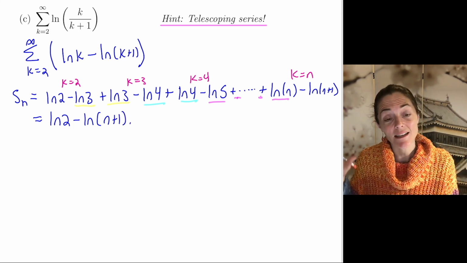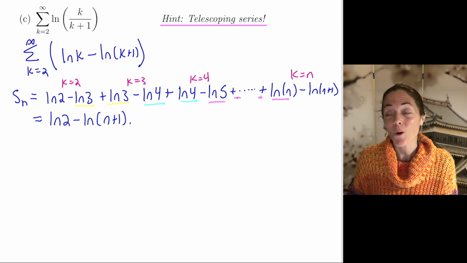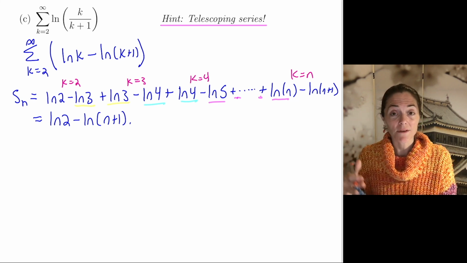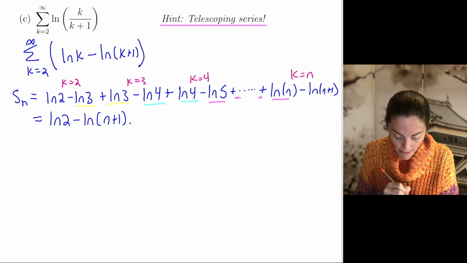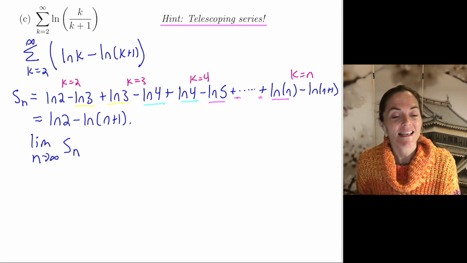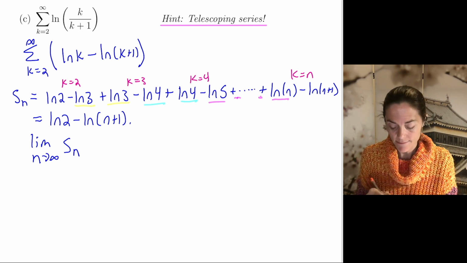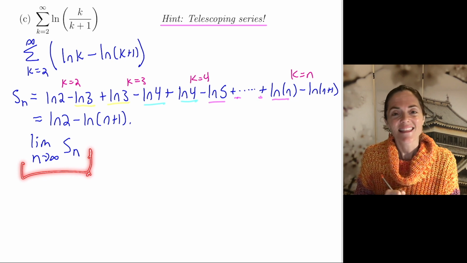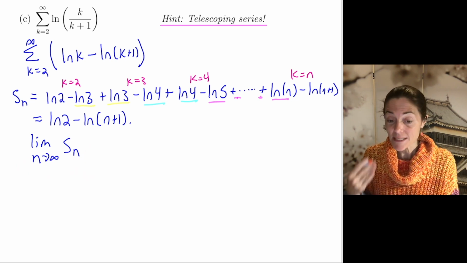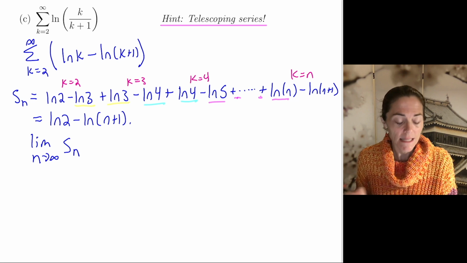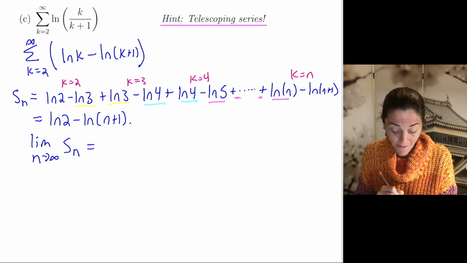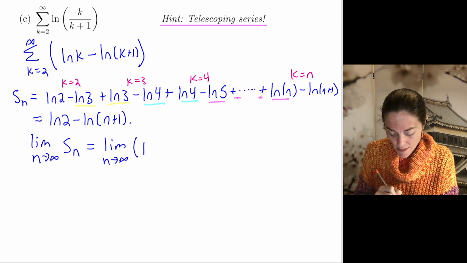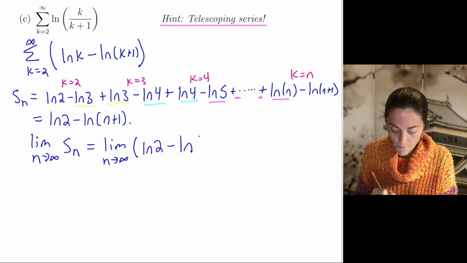Well, the definition of the sum of a series, or the definition of whether or not a series converges: we take a limit as n goes to infinity of the partial sum Sn. If this limit is finite, then this is the sum of the series. And if this limit does not exist as a finite number, then the series diverges. This goes back to the definition of a convergent series. So we take a limit as n goes to infinity of ln 2 minus ln of n plus 1.